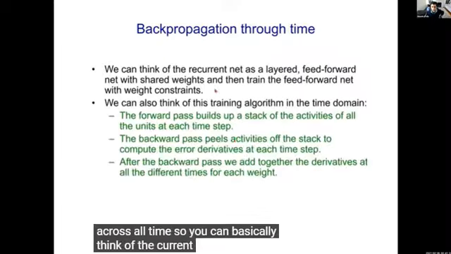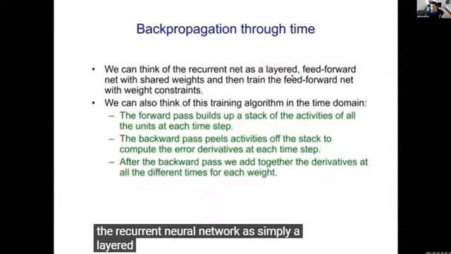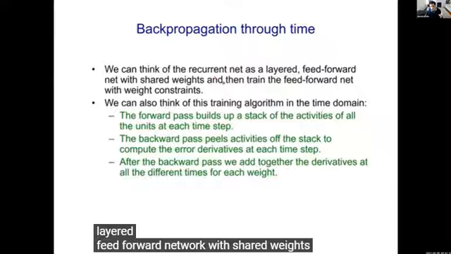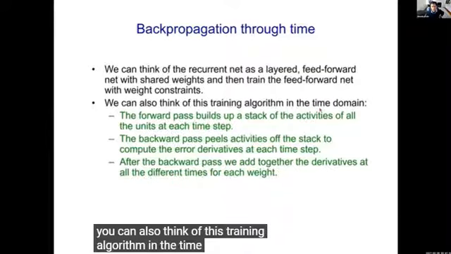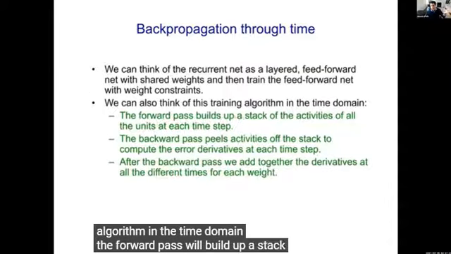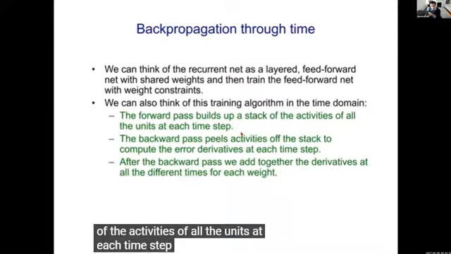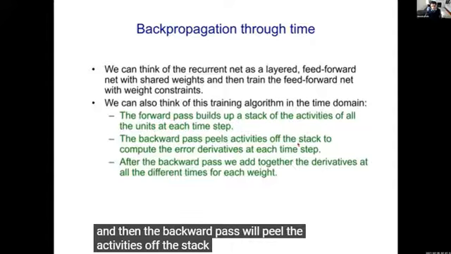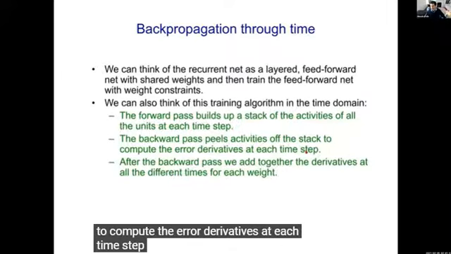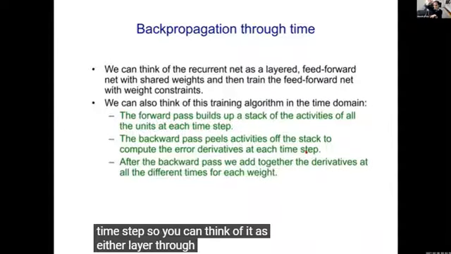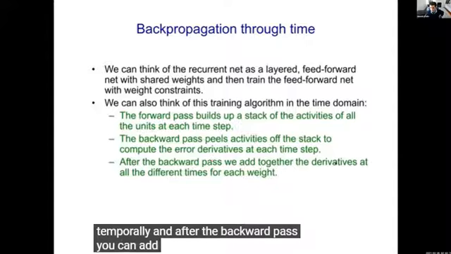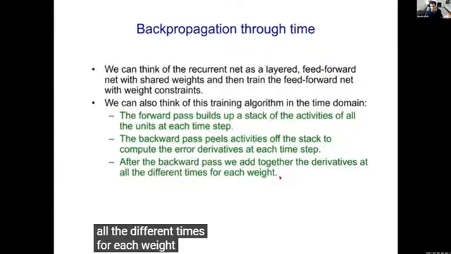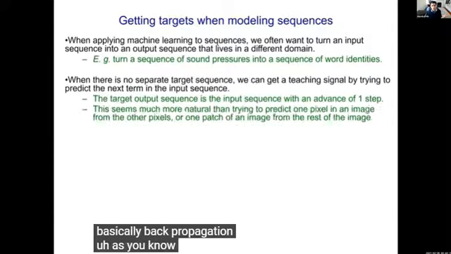So you can basically think of the recurrent neural network as simply a layered feed-forward network with shared weights, and then train the feed-forward network with the weight constraints. You can also think of this training algorithm in the time domain. The forward pass will build up a stack of the activities of all the units at each time step, and then the backward pass will peel the activities off the stack to compute the error derivatives at each time step. So you can think of it as either layered through this, t minus 2, t minus 1, t plus 1, etc. Or you can think of it actually temporally. And after the backward pass, you can add together the derivatives at all the different times for each weight. And then this is basically backpropagation as you know it.